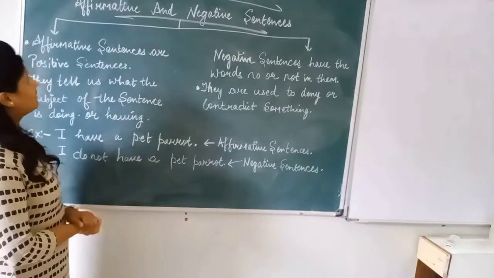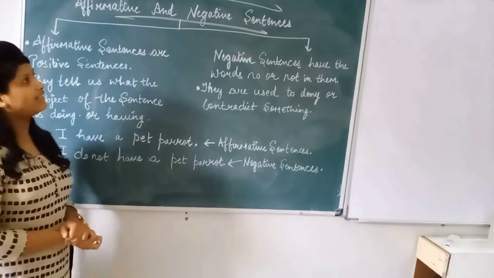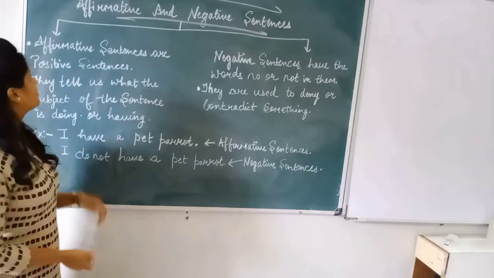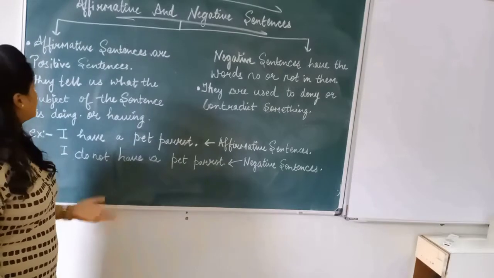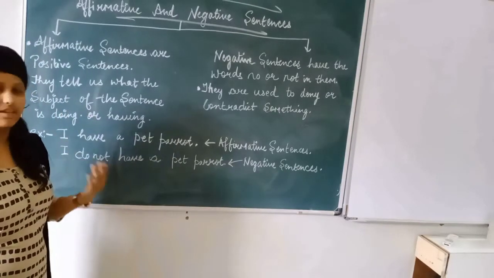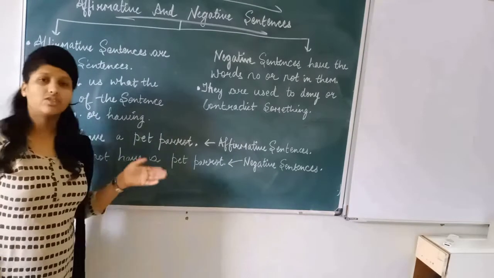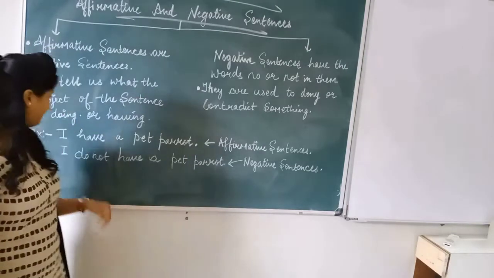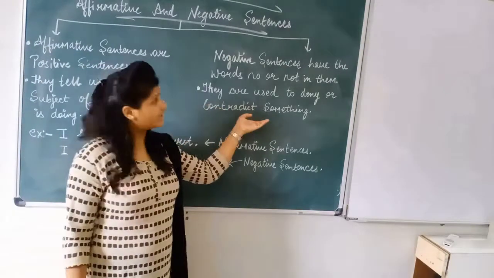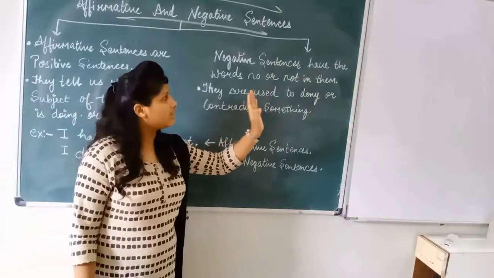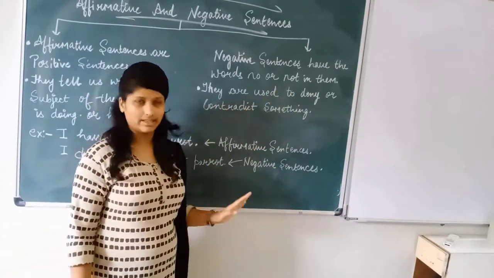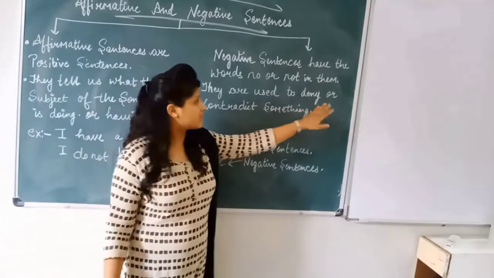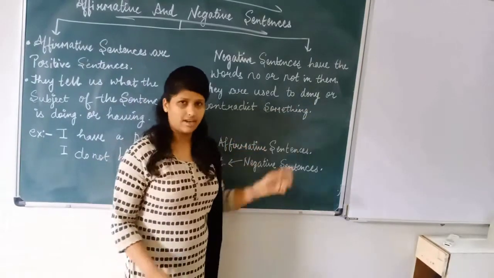So our next topic is affirmative and negative sentences. Affirmative sentences are positive sentences that tell us about the subject, what the subject is doing or having. And negative sentences are the sentences which have no or not in them. They are used to deny or contradict something.